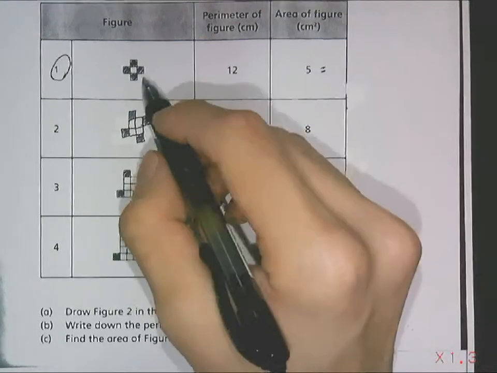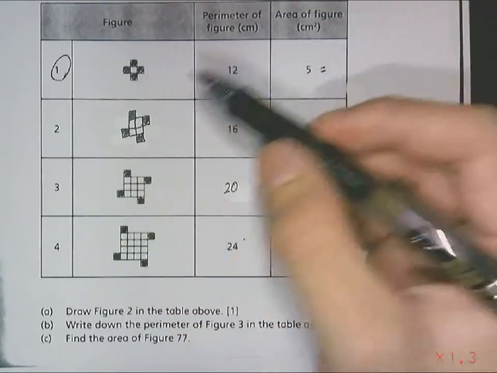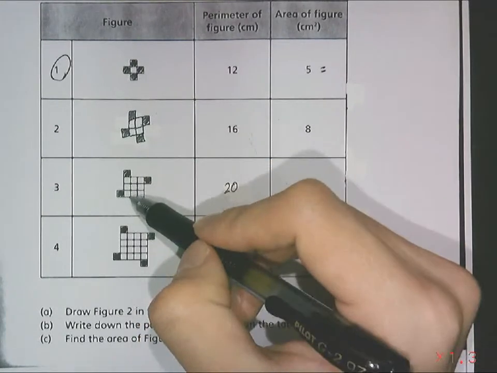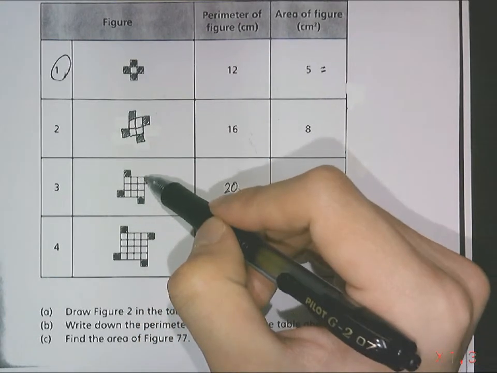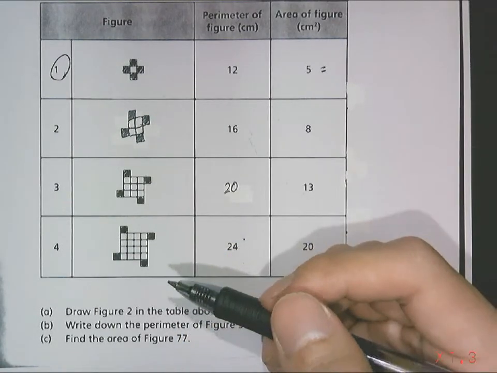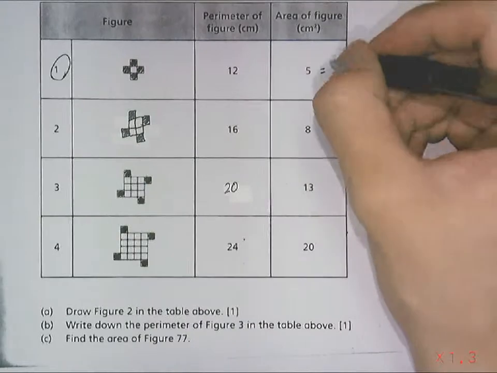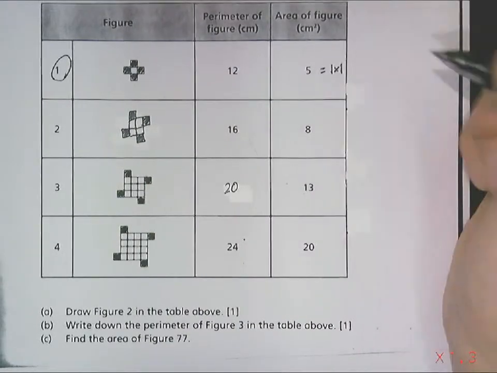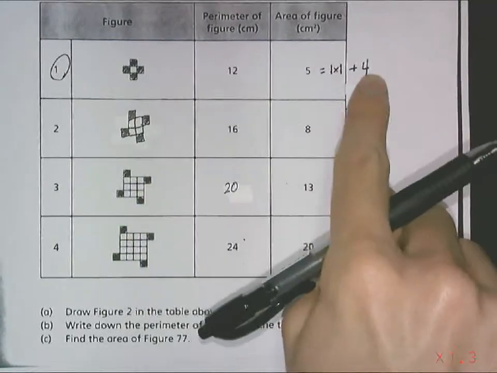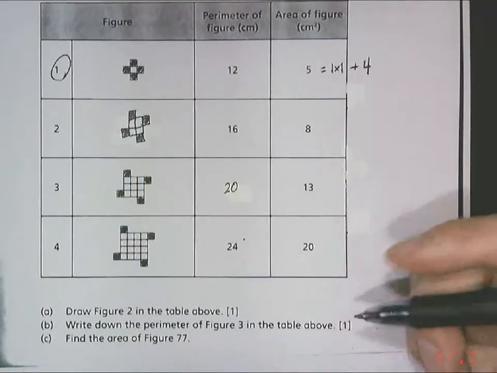For example, this is just a 1 by 1 square. This unshaded figure is a 2 by 2 square. This unshaded figure is a 3 by 3 square, and this unshaded figure is a 4 by 4 square. So for the 1 by 1 square, I will just write 1 times 1, which still gives us 1 square, plus 4. So these are the shaded squares, 4 more shaded squares.